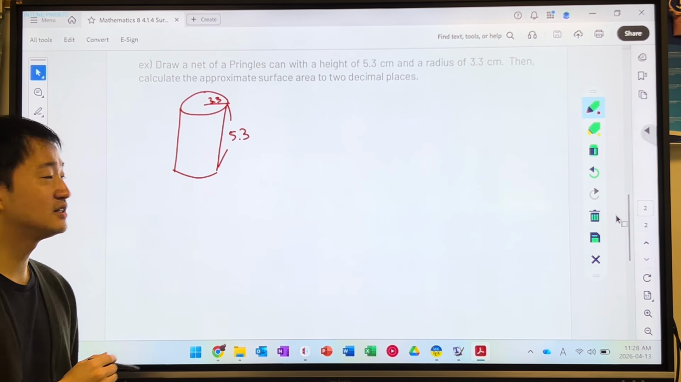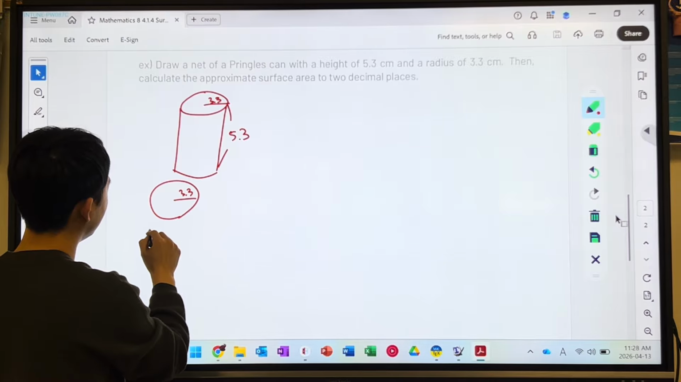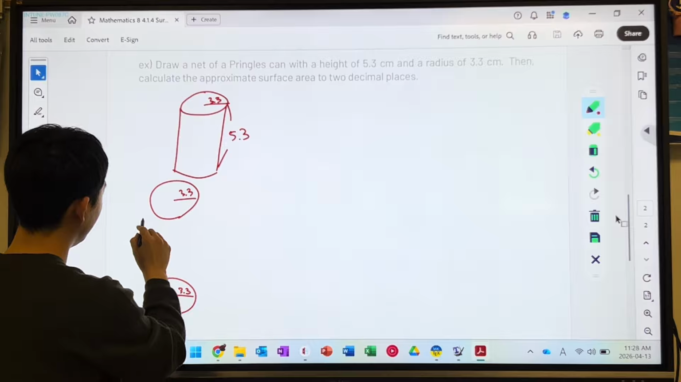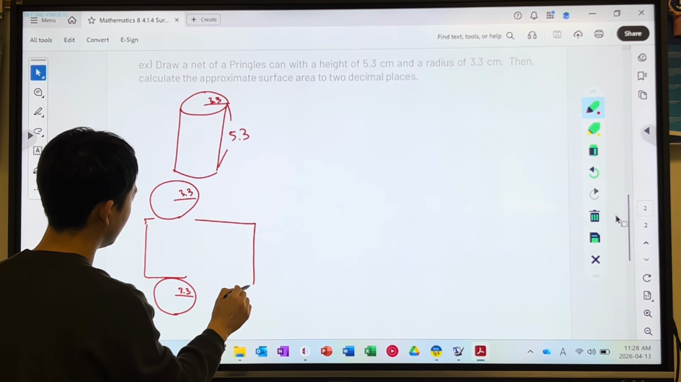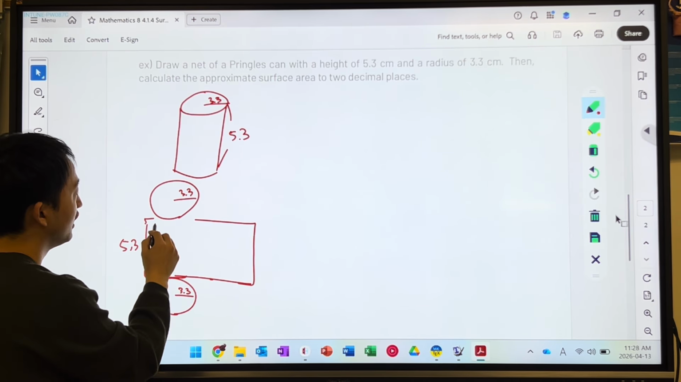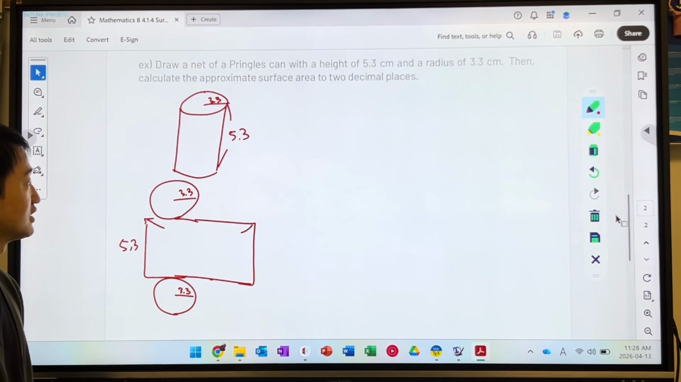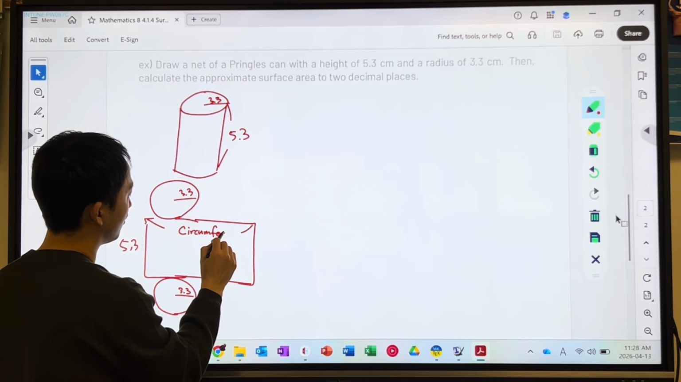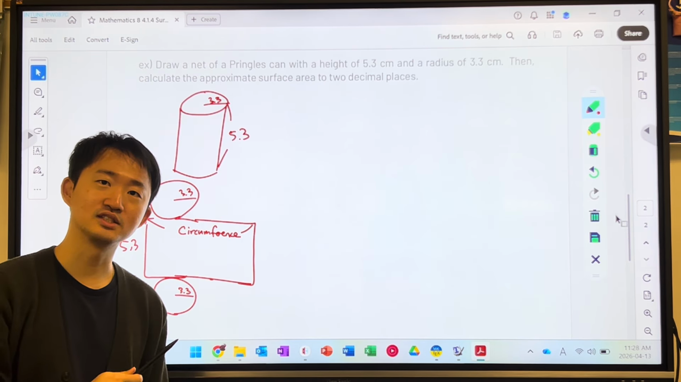And if I draw the net, it's going to be a circle with a radius of 3.3. Another circle at the bottom that has a radius of 3.3. And it has the height of 5.3 centimeters. And once again, the width of this rectangle in the middle is the circumference. After I draw the net, let's use the formula.